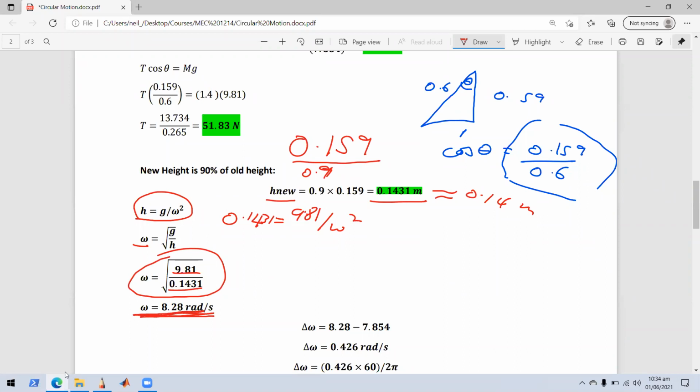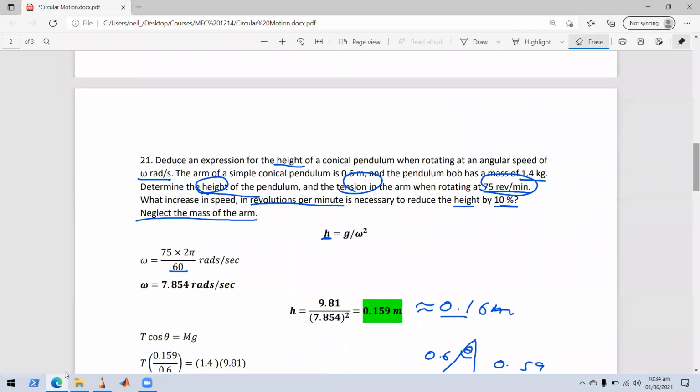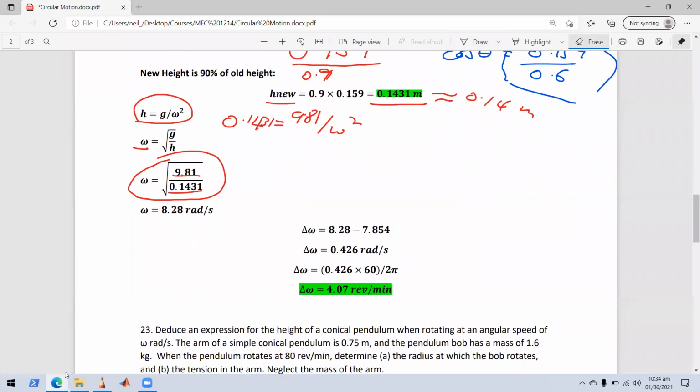And that's your velocity. Now we can't stop here, because the question asks what increase in speed in revolutions per minute is necessary to reduce the height by 10%. So we need to convert it back to revolutions per minute. And we also need to note that it's what increase in speed. Now, this here is the new speed.